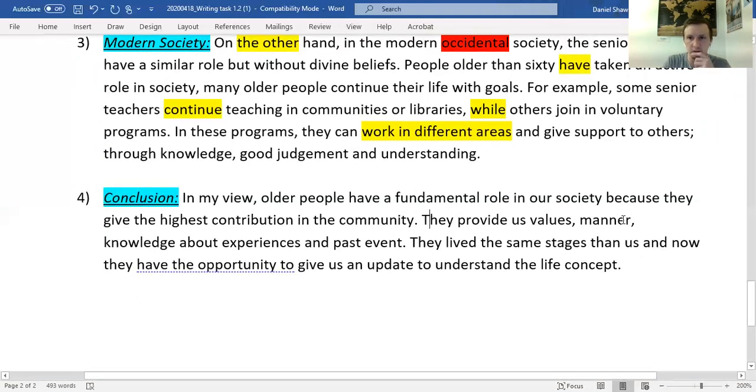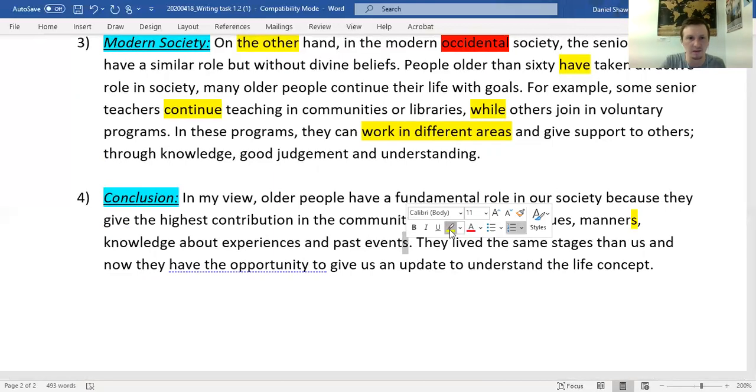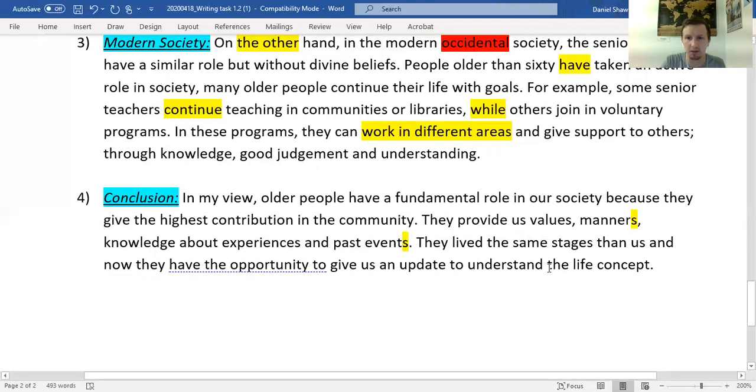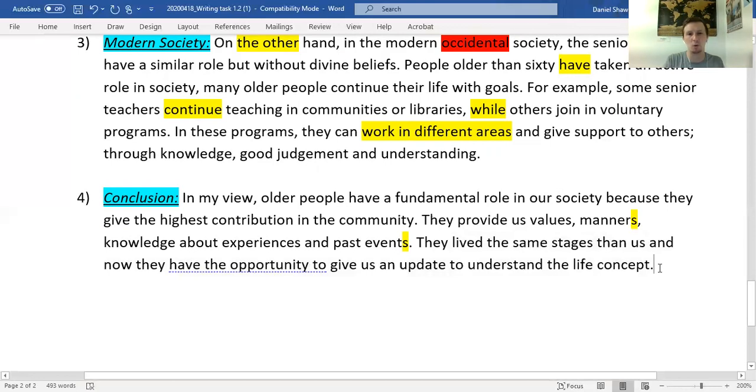They provide us values, manners, knowledge about experiences and past events. Absolutely, yes, correct. They lived the same stages than us, and now they have the opportunity to give us an update to understand the life concept. Okay, nice idea, but again, we just need to quickly simplify this. So how can we do that?